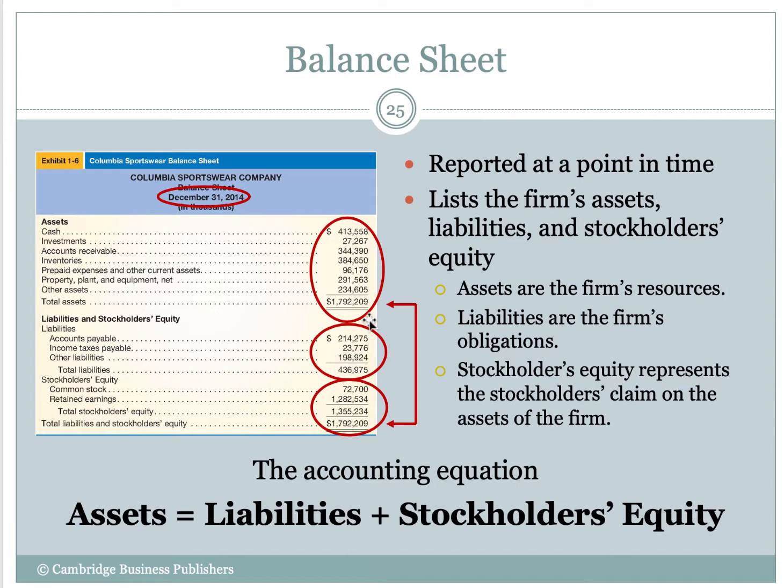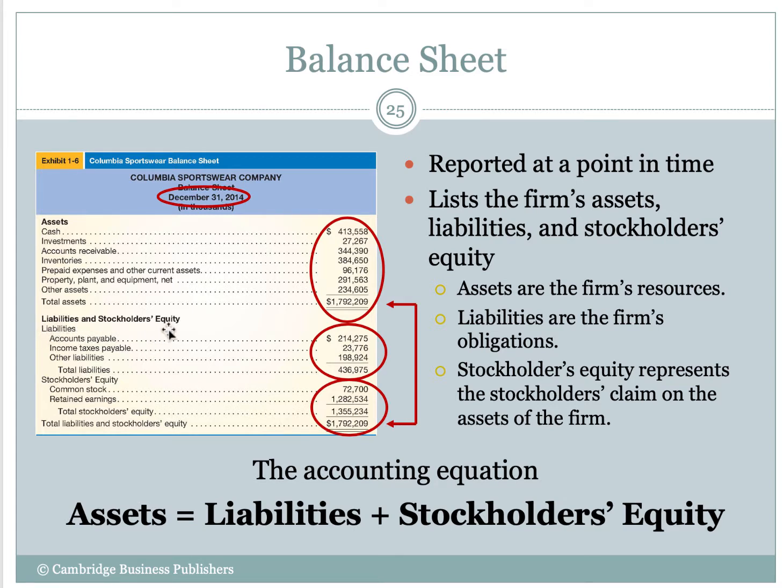Meaning we're making a calculation, we're adding up all the assets, cash, investments, accounts receivable, inventories, prepaid expenses, property, plant, and equipment, any other assets we may have. These are our total assets, okay? This is the left side of the accounting equation. The assets part, that's the total. Okay. Next, we list our liabilities and stockholders' equity.